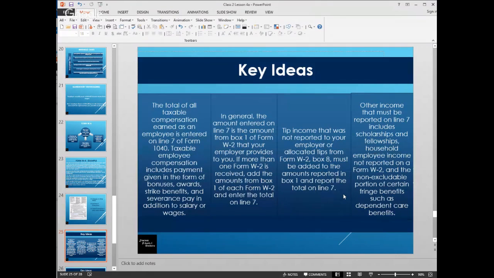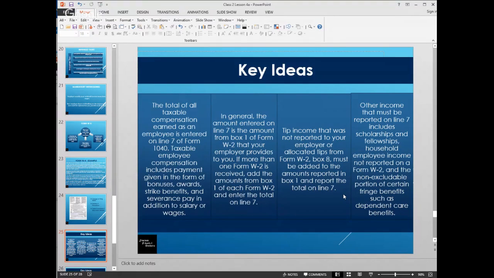So the key idea of this particular lesson 4A is that the total of all taxable compensation earned as an employee is entered on line 7. Taxable employee compensation includes payments given in the form of bonuses, awards, any strike benefits, severance pay, and any additional salary or wages. In addition to the amount that's entered on line 7 from your W-2, your employer would provide you with that W-2. Their amount should be correct.